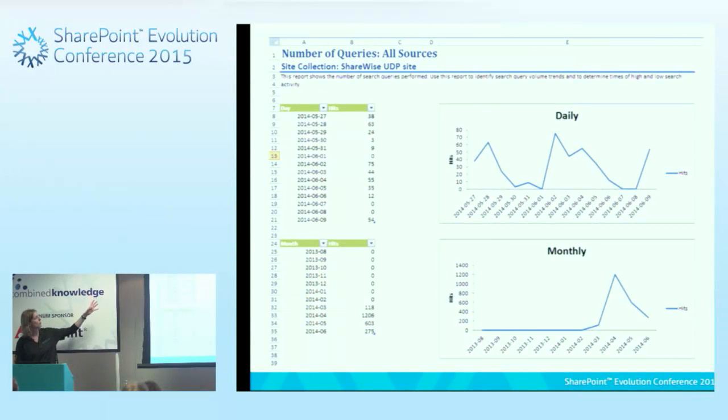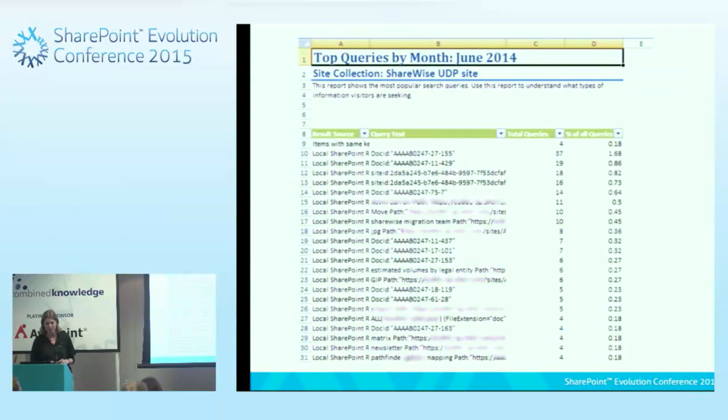So a couple of examples of reports of what that could look like. This is the number of queries in a specific site. And this is then per day, for the last year, and per month, the one at the bottom here. So this is pretty useful information if you have a search environment within your SharePoint environment.